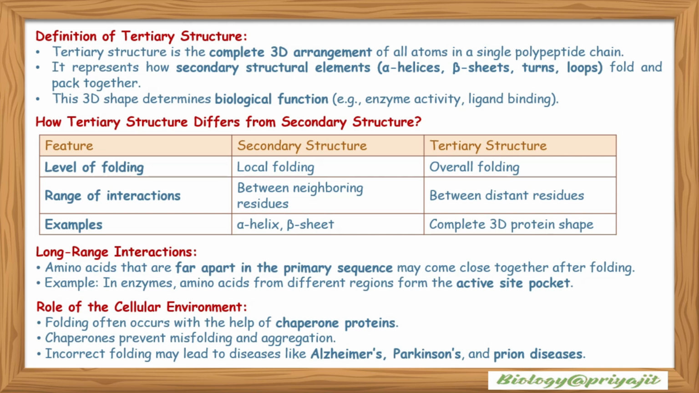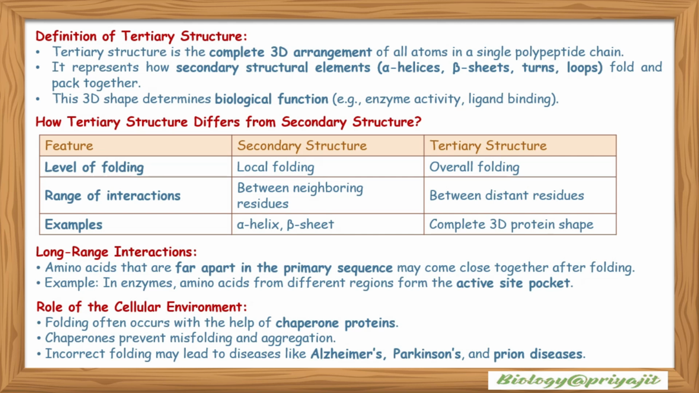How does tertiary structure differ from secondary structure? The first feature is the level of folding. In secondary structure there is local folding, but in tertiary structure there is overall folding. Next, the range of interactions. In secondary structures, interactions are found between neighboring residues, and in tertiary structure they are found between distant residues. Examples of secondary structures include alpha helix, beta sheet, etc., and tertiary structure includes the complete 3D protein shape.